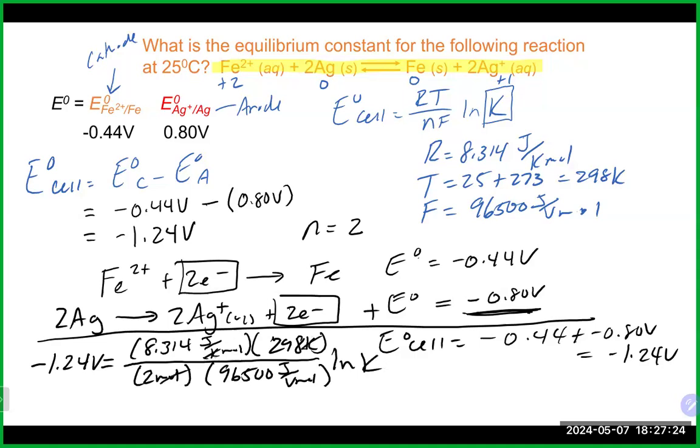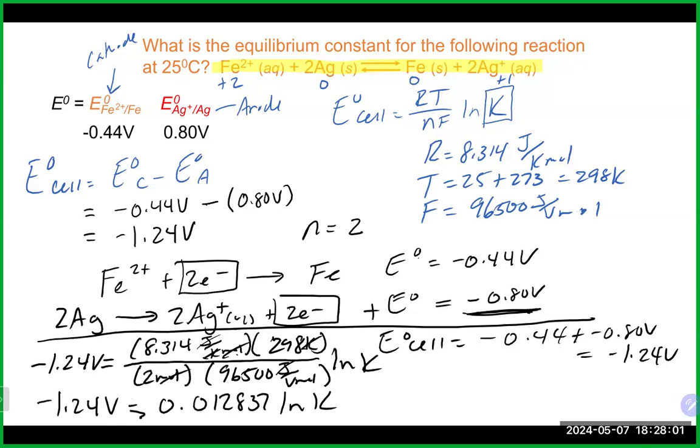Kelvin will cancel, moles will cancel as well, and our joules will also cancel, and our volts will cancel out as well. So we will end up with, cleaning up the right side, 8.314 times 298 divided by 2 divided by 96,500. That's going to give us negative 1.24 volts equals 0.012837 natural log of K.